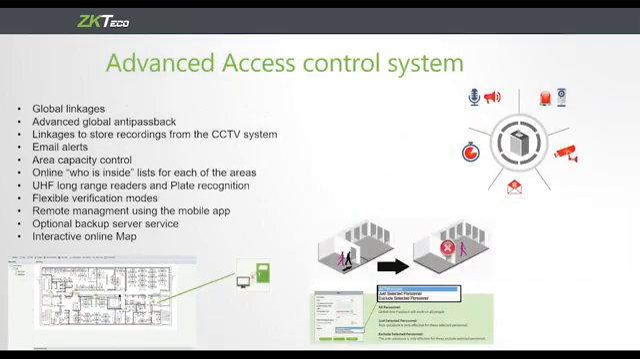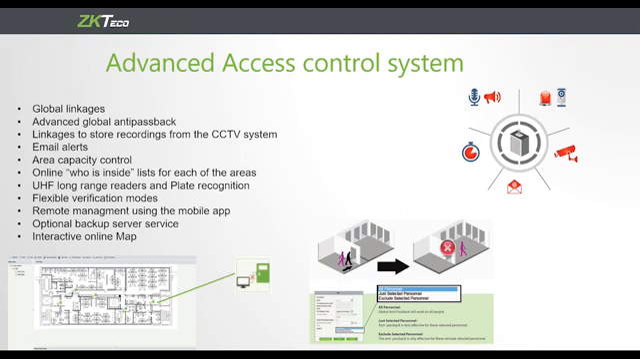Okay, this is an example of an advanced access control system. In the advanced access control system, we can have global linkages, and we can have advanced global anti-passback functions. With this, I mean that in our standard access control systems, it's not possible to have communication between different controllers. So that means if I have an installation of 8 doors and I have 2 4-door panels in my system, I'm not able to make, for example, an anti-passback between door 1 and door 8, because door 1 and door 8 belong to different controllers. So there's no communication between these controllers.